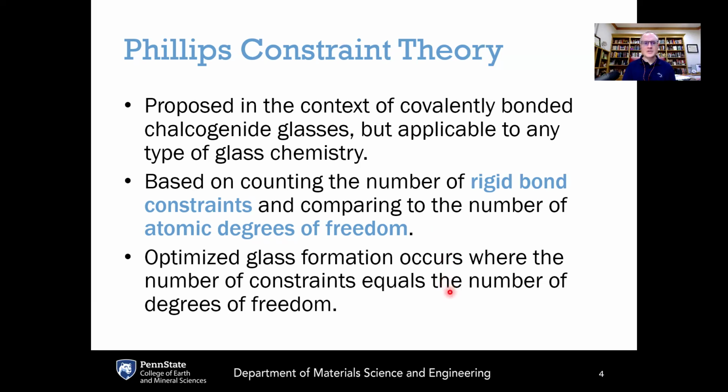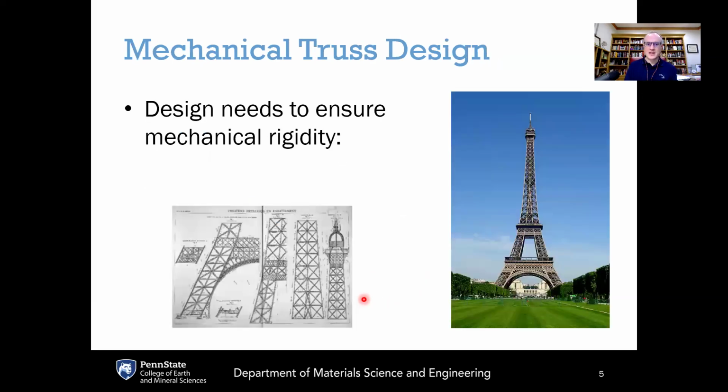And the basic postulate of Phillips's constraint theory is that optimized glass formation occurs where the number of these bond constraints equals the number of degrees of freedom. And we'll walk through in this lecture what exactly we mean by that. How do we calculate the number of constraints and the number of degrees of freedom? And how do we determine what the optimized glass forming chemistries will be? So that's the goal for today.